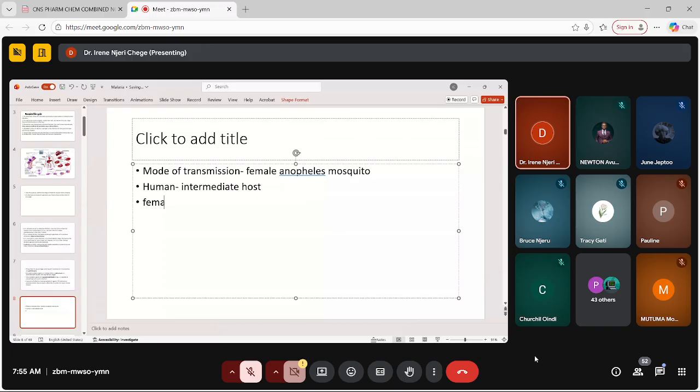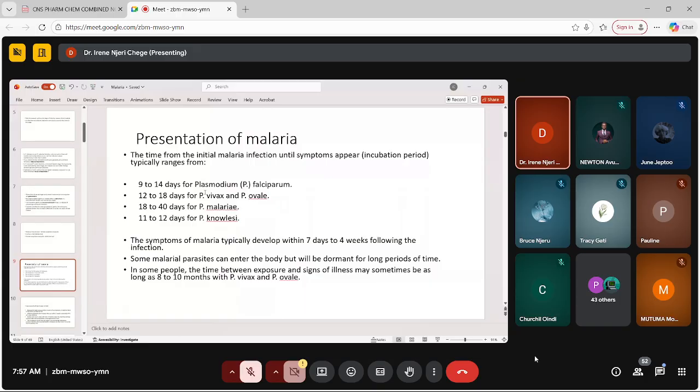Now, we have this malaria. This malaria has now appeared in the human being. How will we know what is happening? What are the signs and symptoms? So the time from initial malarial infection until symptoms appear ranges, again, depending on the type of parasite. For P. falciparum, about 9 to 14 days. For P. vivax, P. ovale, and then always write this the correct way, although in my notes I usually write them in a hurry, italicize them. For P. vivax and ovale, 12 to 18 days. For P. malariae, 18 to 40 days. For P. knowlesi, 10 to 12 days.